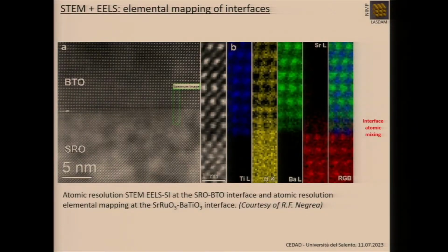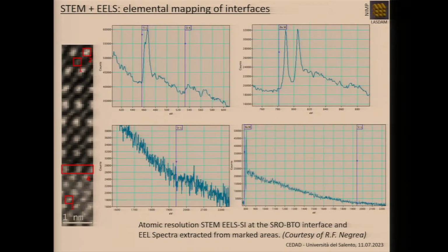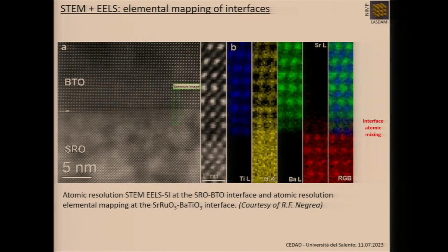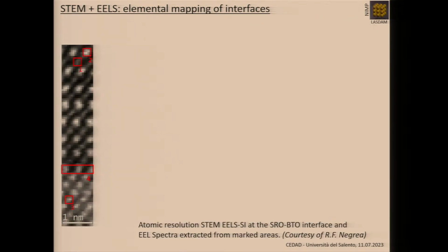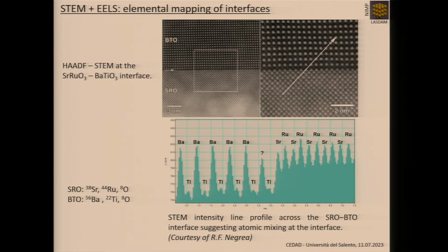So by processing this, by extracting the chemical maps associated to these spectral features, we get these chemical maps associated to titanium, to oxygen, to barium, and to strontium, and we can overlap them in order to come to a conclusion regarding what we have at the interface, because by simply judging the line profile here, we were not quite able to see and to conclude what is the nature, for example, of this atomic plane here. Is it barium, is it strontium, or ruthenium?